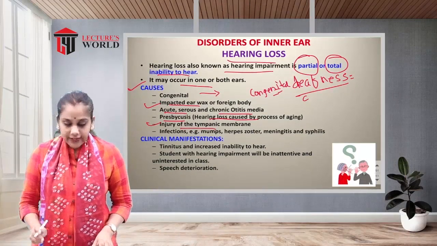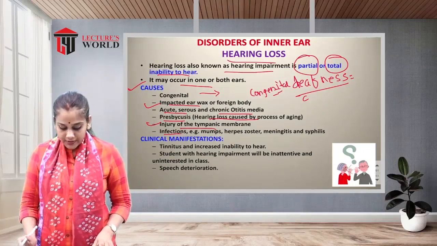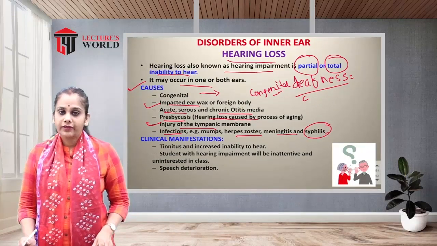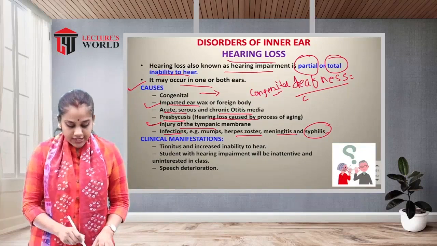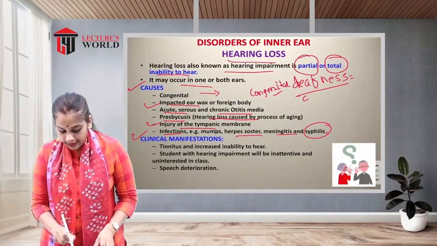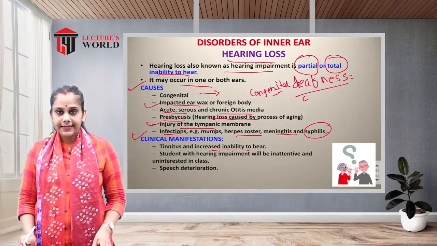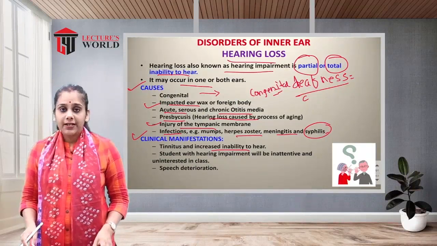Then injury to the tympanic membrane. Then infections like mumps, herpes zoster, meningitis and syphilis. These types of infectious diseases can also cause hearing loss. Which are the clinical manifestations? Tinnitus and increasing inability to hear. What is tinnitus? That is a ringing sound in the ear, as well as inability to hear.